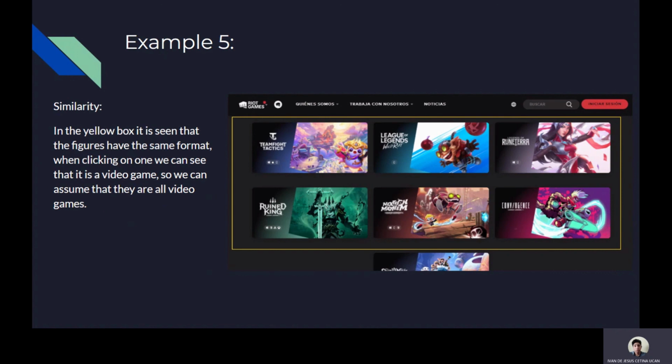This gives us an implication that all those similar elements are all video games, therefore creating the idea that they are all related.